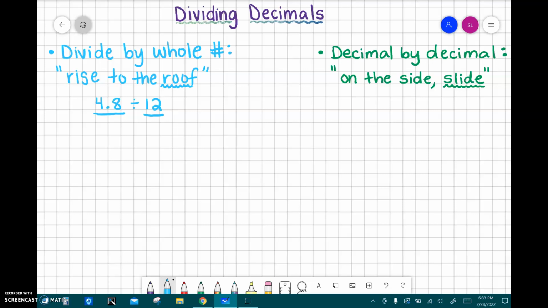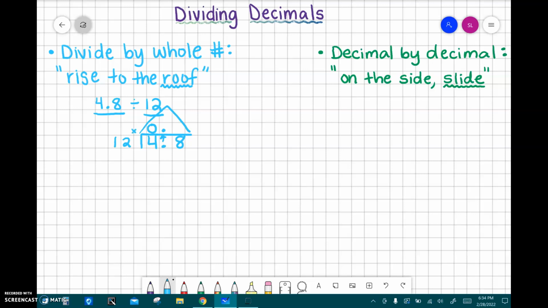So we always put the first number on the inside and the second number, the divisor, on the outside. Notice I've got my roof. We're going to raise the decimal up and put it here. Step 1. Easy. Now we have to ask ourselves, can 12 go into 4? No. So I'm going to put a 0.